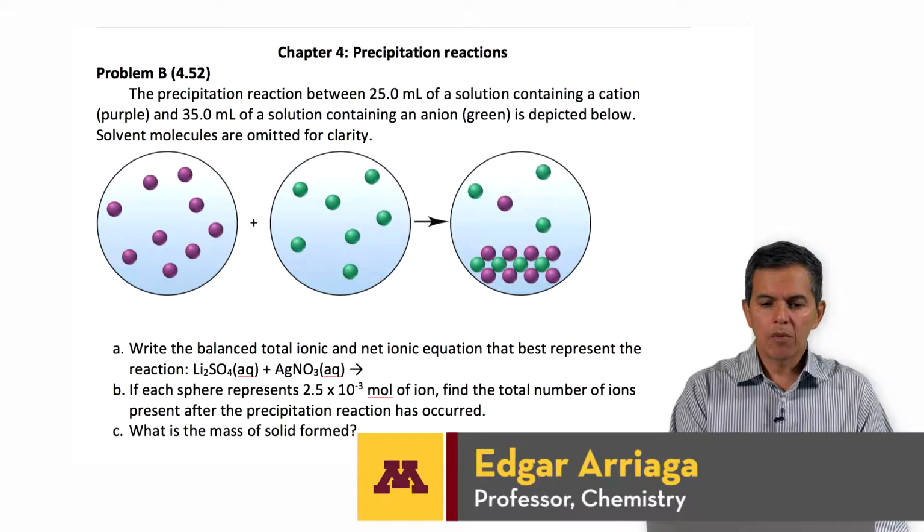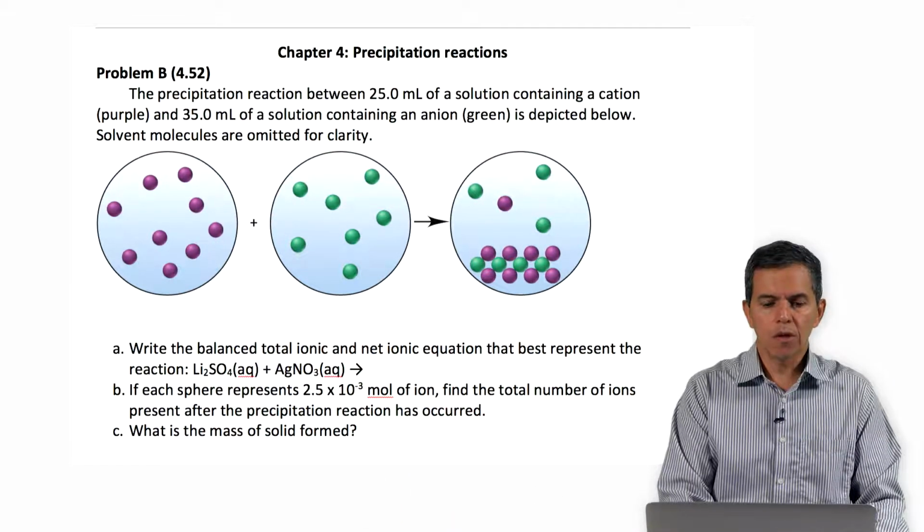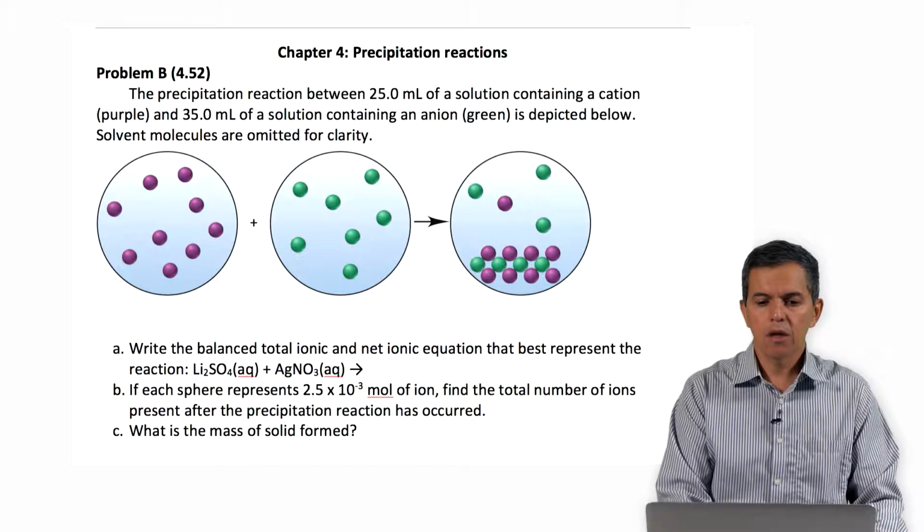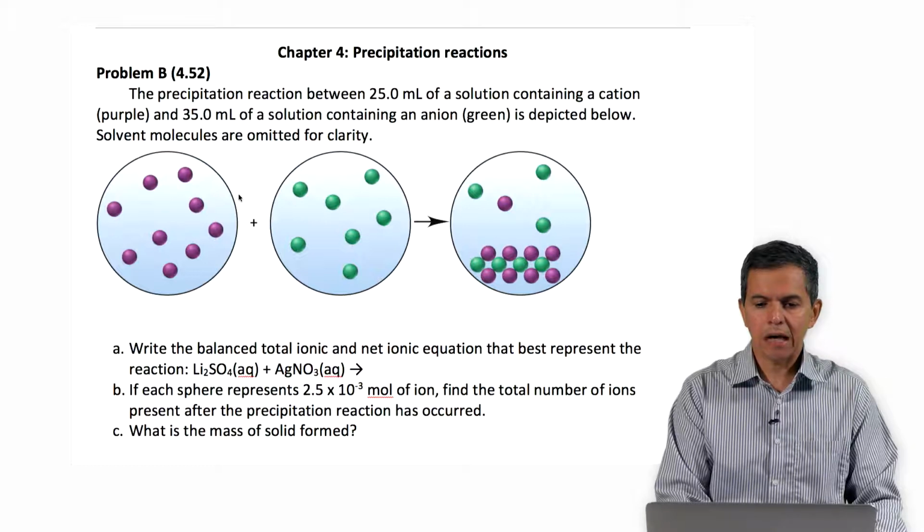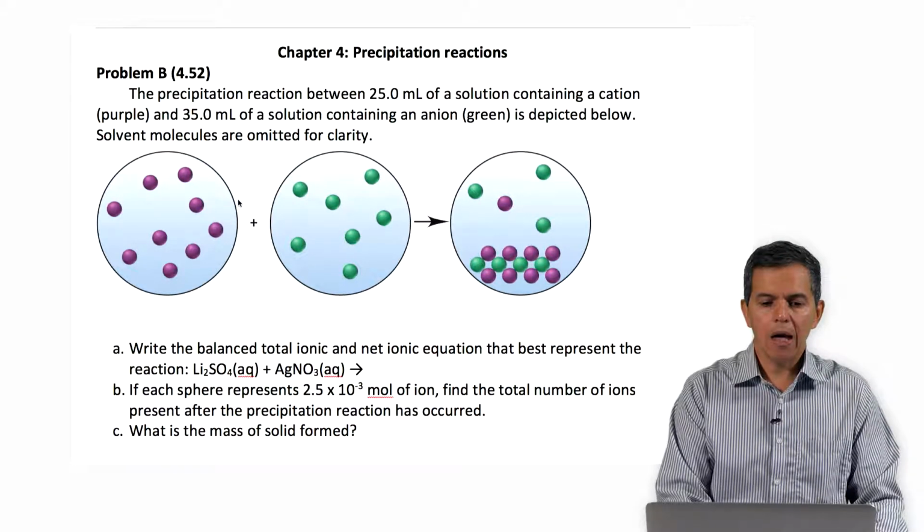This is a problem on precipitation reactions and describes the precipitation between two solutions. One has 25 milliliters of a solution that has a cation represented in purple, and 35 milliliters of a solution containing an anion represented in green. There is no solvent being shown in this picture here.